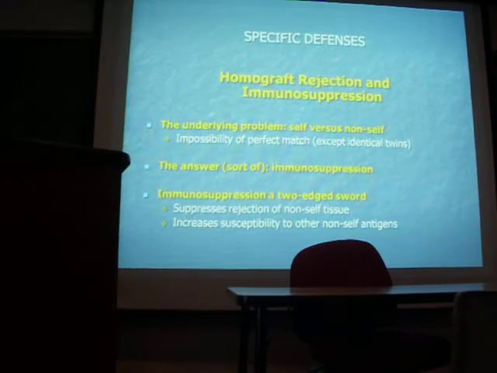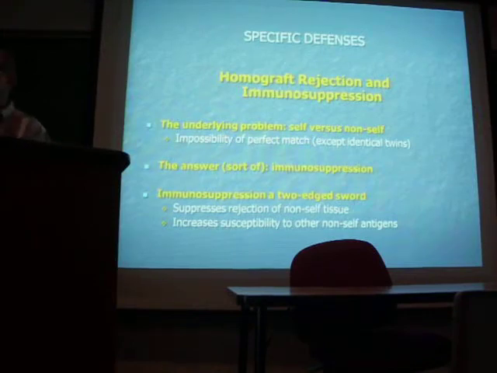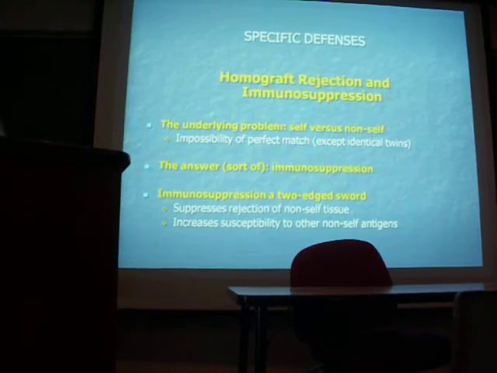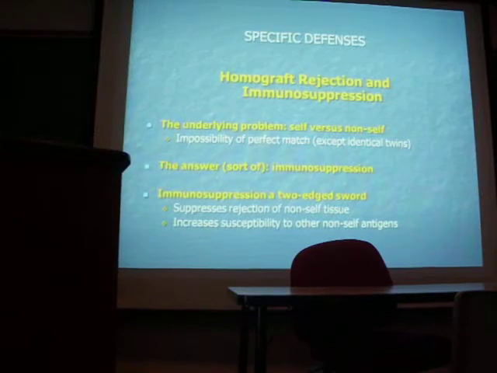All right. Now, just a word about homograft rejection and immunosuppression. A homograft is a transfer of tissue from one member of a species to another member of the same species. So organ transplants are homografts, all right, or allografts, but homografts. So a kidney transplant is a homograft. It's a transplant of a kidney from one human to another.